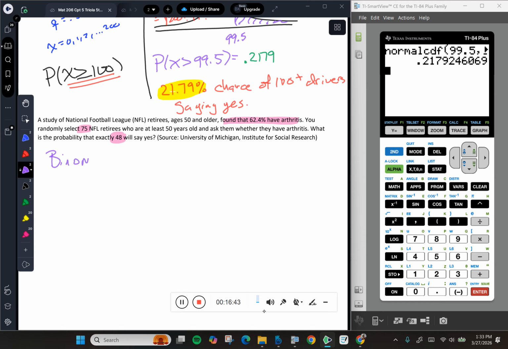So let's gather that binomial data. Okay. Our n is 75. Success is 0.624, which means that failure is 0.376. X could be anything from 0 to 1 to 2 all the way up to 75. They want us to calculate the probability that X is exactly 48.